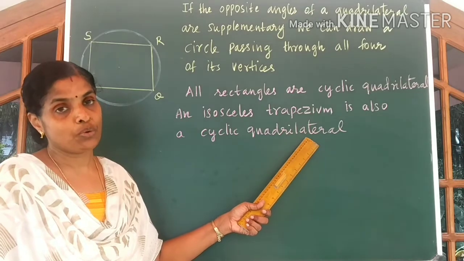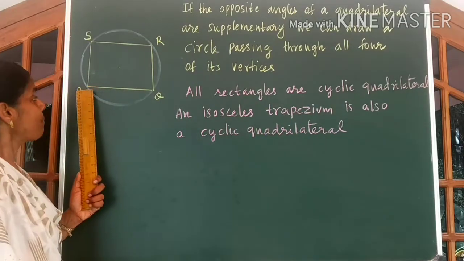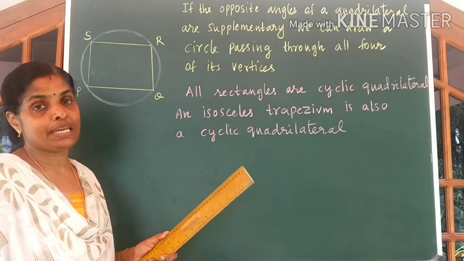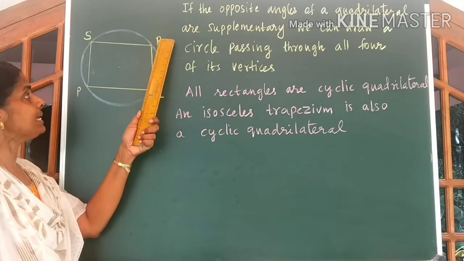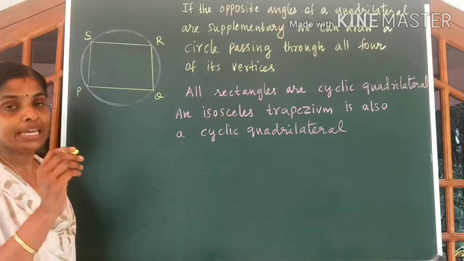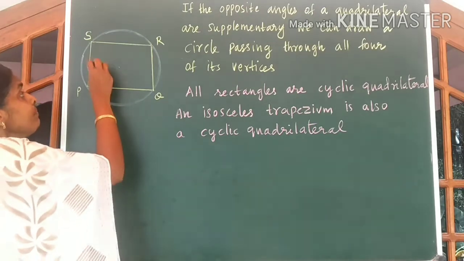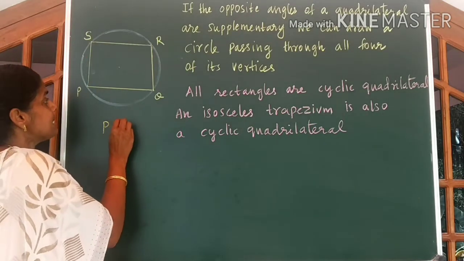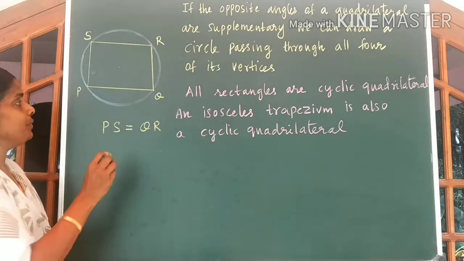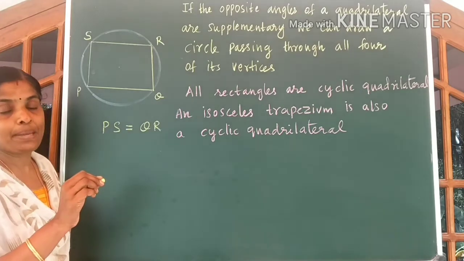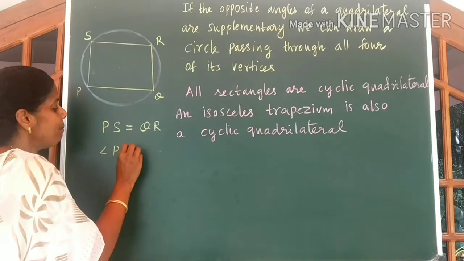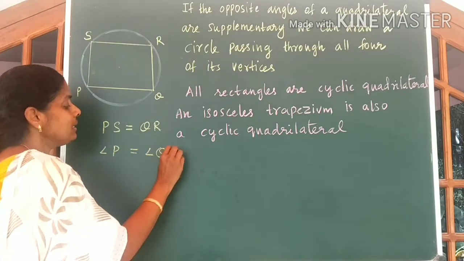See how you can prove it. I have drawn PQRS, an isosceles trapezium with all four vertices on the circle. Now you know in an isosceles trapezium, these two sides are equal, that is, PS is equal to QR. Also, in an isosceles trapezium, base angles are equal. That is, angle P is equal to angle Q.